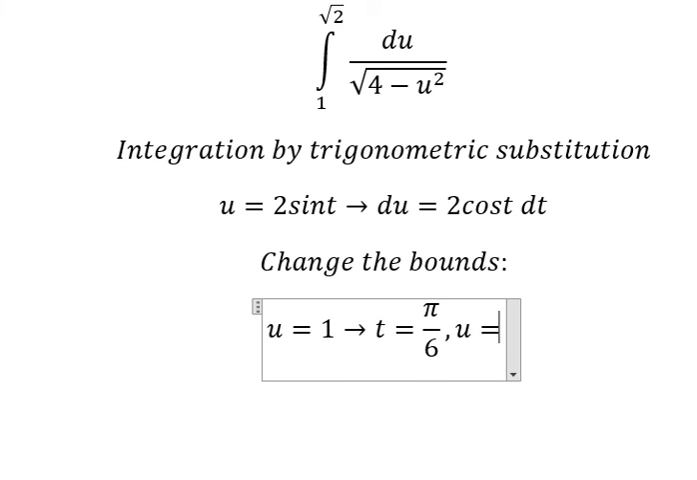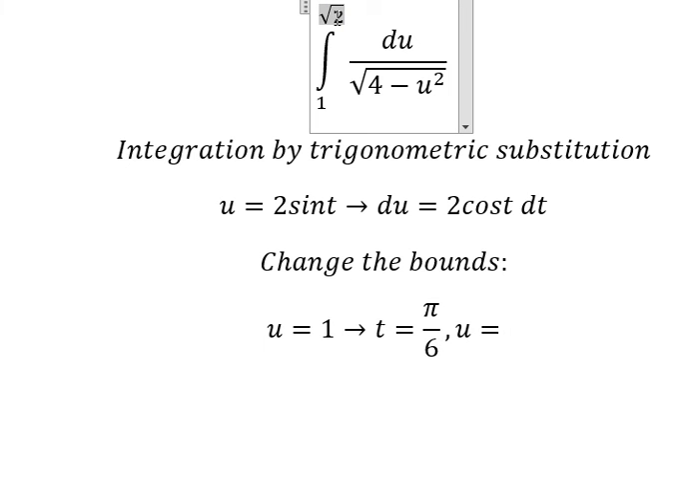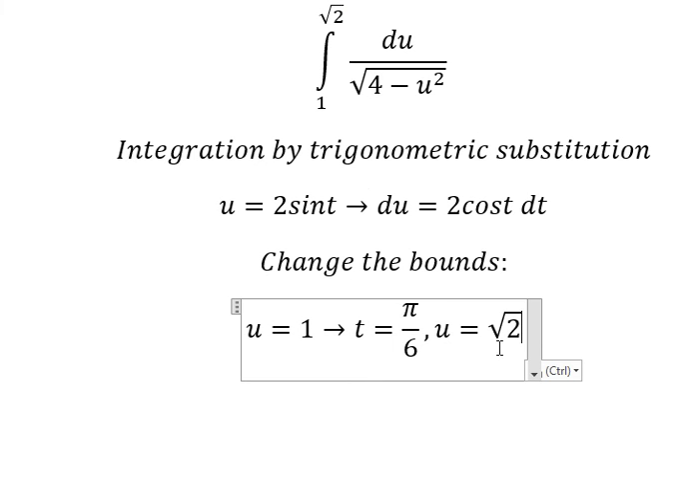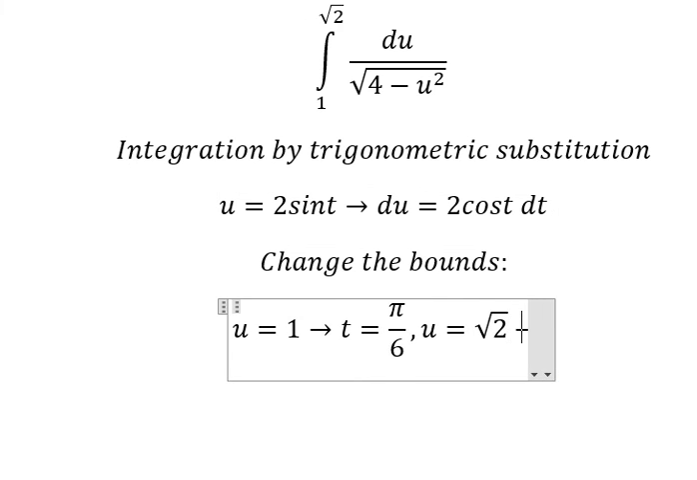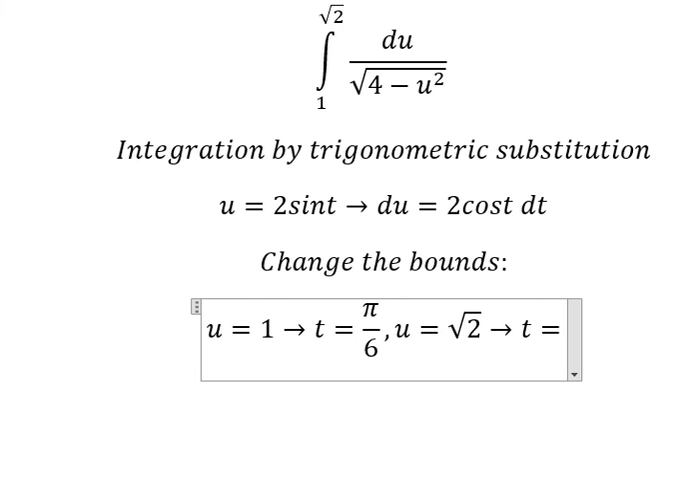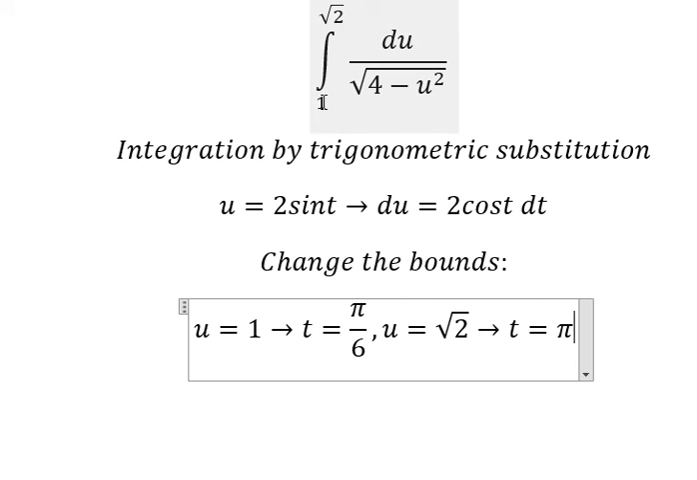When u equals the square root of 2, so we put the square root of 2 in here. Later that we divide both sides by 2 to find the value of t. So t equals pi over 4.